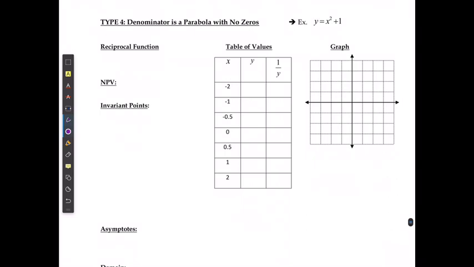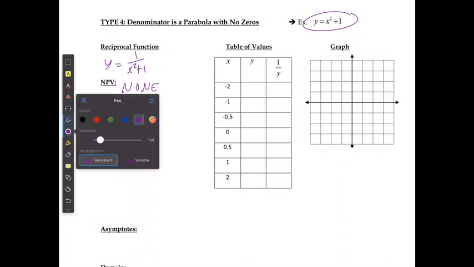What if I am doing one where I have a parabola with no zeros? Well, the reciprocal of this function is going to be y is equal to 1 over x squared plus 1. If I am solving for the non-permissible values of this, well, if x squared plus 1 is equal to 0, then no matter which way I do it, I'm never going to solve an x-intercept, which means that it doesn't look like there are any. And we'll see how that looks in just 1 second.